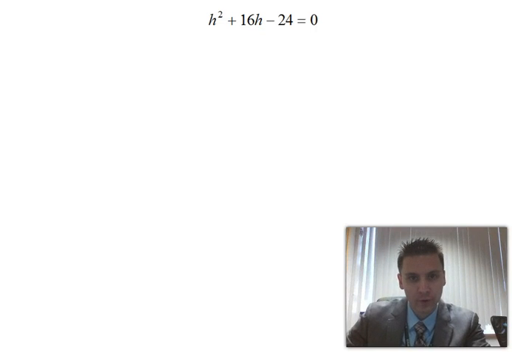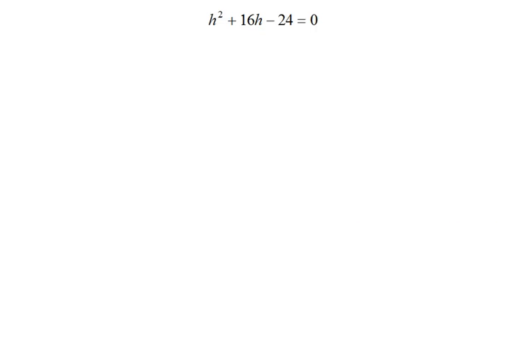All right, now I'm here with problem number 2 from the chapter 9 and 10 practice test. Number 2 asks us to solve this quadratic equation: h squared plus 16h minus 24 equals 0. We'll first notice that this is a quadratic equation because we have a variable squared.